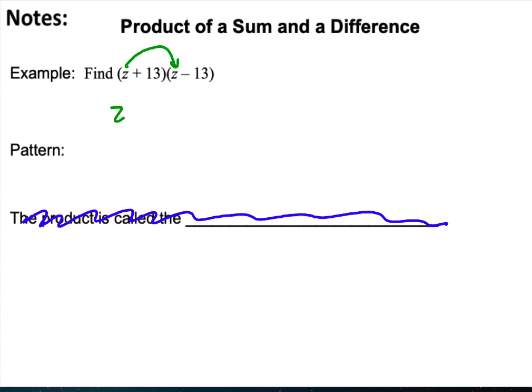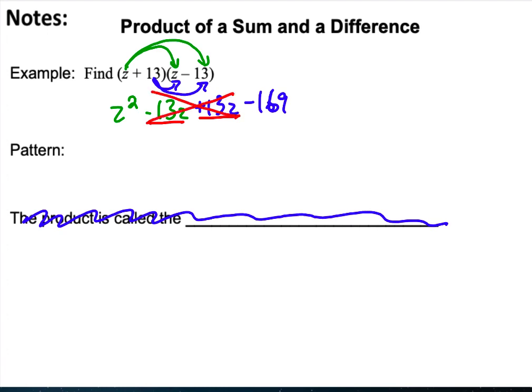Z times z is z squared. Z times negative 13 is negative 13z. 13 times z is 13z. 13 times negative 13 is negative 169. Now, look at those middle terms. Again, everything was the same about those two binomials with the exception of the sign. One was adding, one was subtracting. So I have minus 13 and plus 13. That turns to 0, and I'm left with z squared minus 169.